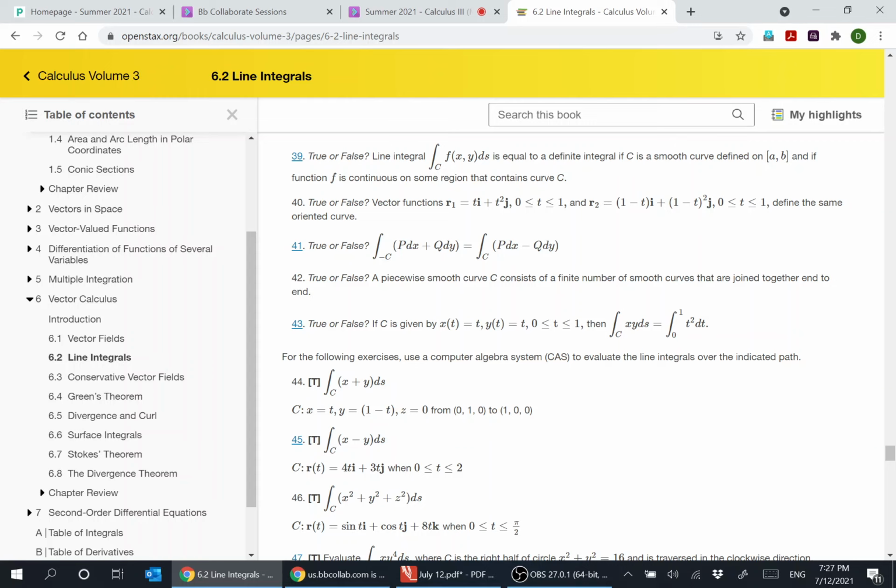Use a computer algebra system to evaluate the line integral over the indicated path. I don't think we need a computer algebra system for 44. We will just calculate it. So how do I know it's a scalar line integral as opposed to a vector line integral? Well, the argument of the integral here is what? Is x plus y ds.